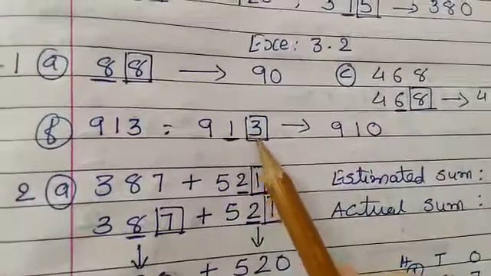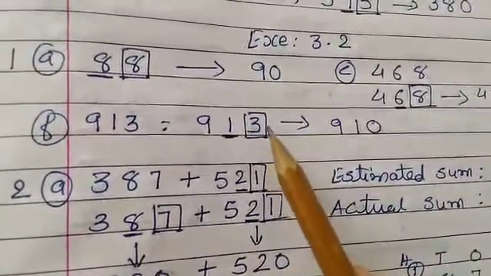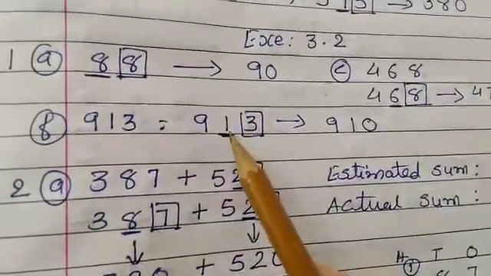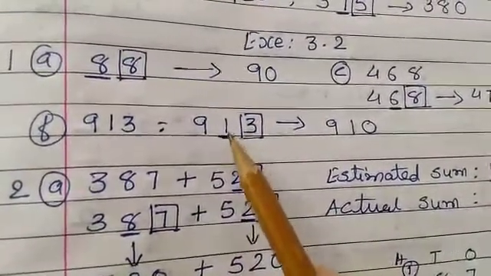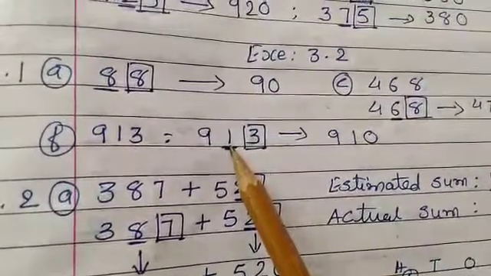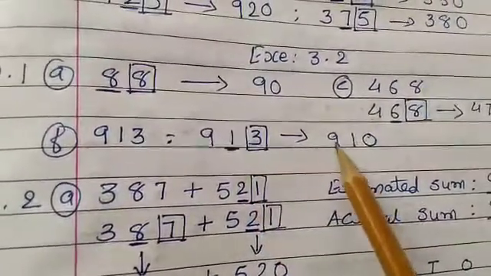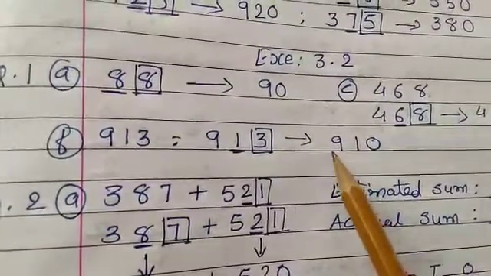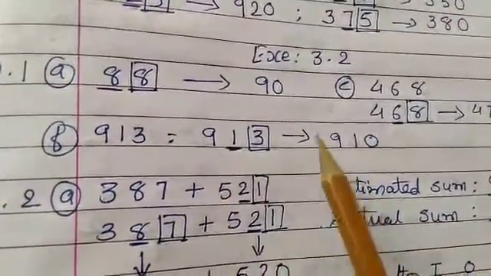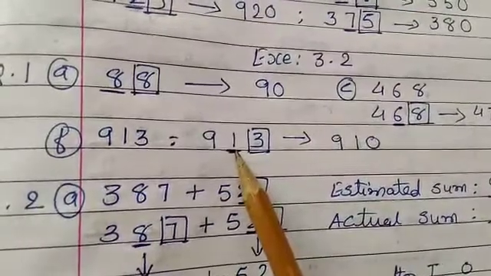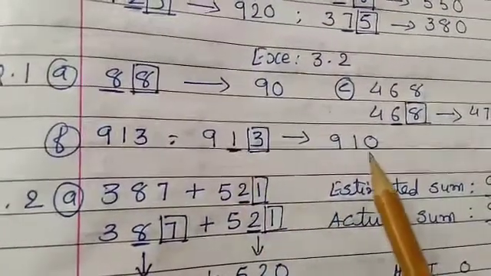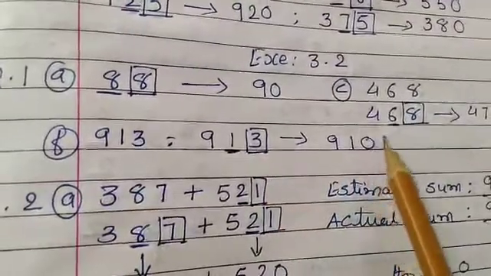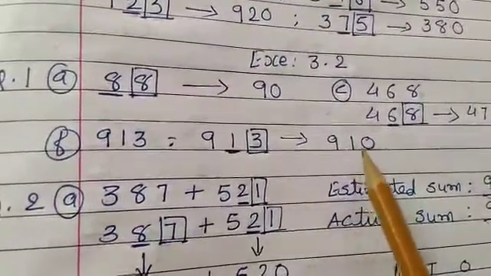We will observe the ones place. The digit in the ones place here is less than 5, so the digit in the tens place will not change, it will remain the same. So 9 will come as it is because this is the 100 place. We are doing nothing with this place, so 9 will come as it is. This number will also not change, so 1 will come as it is, and the rest of the digits will be 0. So our answer is 910.